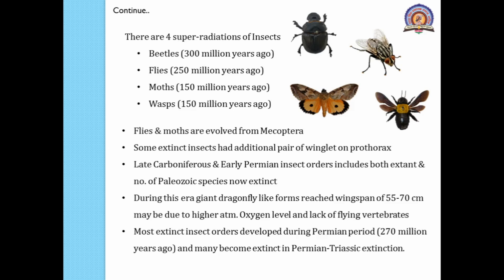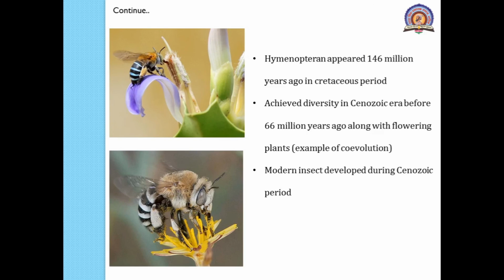Most extinct orders of insects developed during the Permian period, which began around 270 million years ago, and many of the earlier groups became extinct during the Permian-Triassic extinction event, a large mass extinction in the history of the Earth. Around 252 million years ago, that mass extinction happened, and in it many of the insects became extinct.